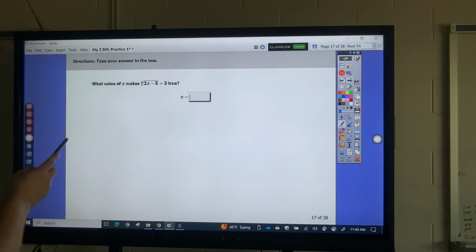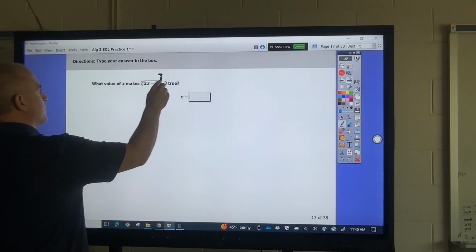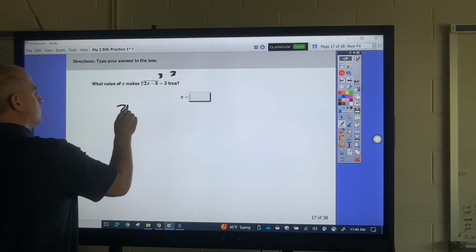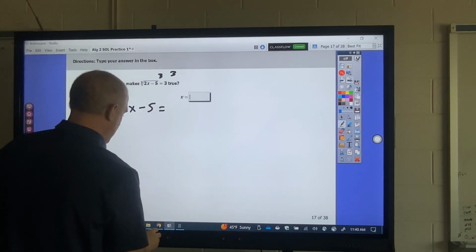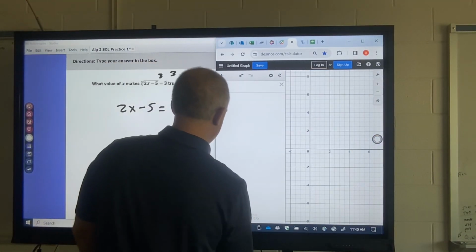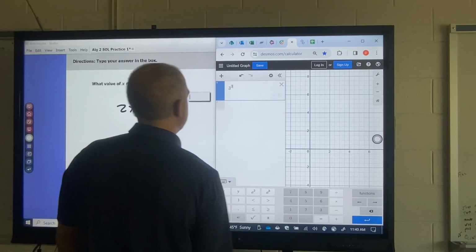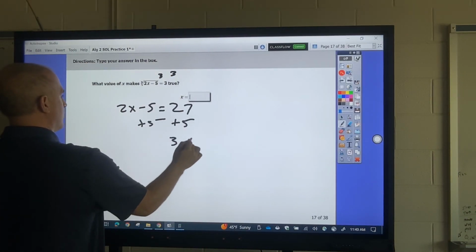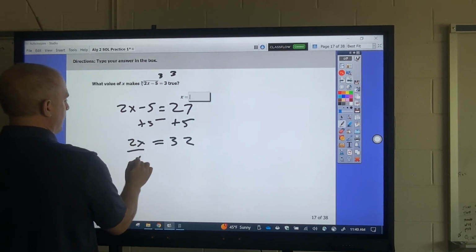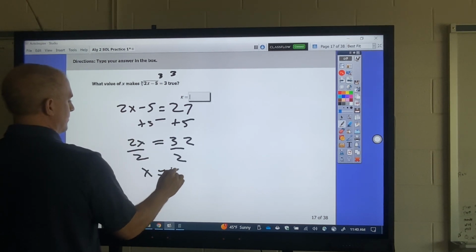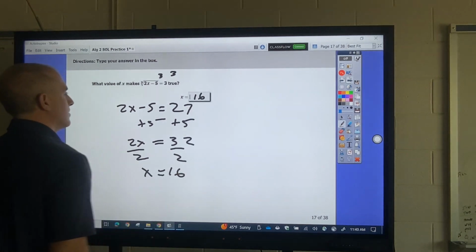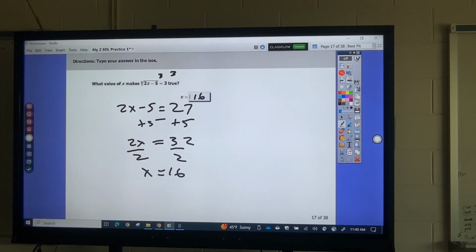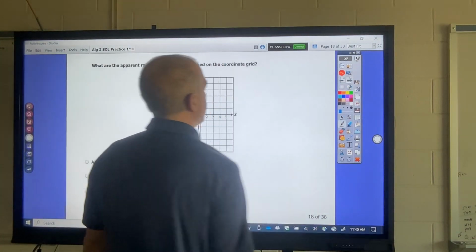All right. What would make this true? So what I'd have to do is cube both sides. So it's 2x minus 5 equals 3 cubed. 3 to the third would be 27. Add 5. That's 32 equals 2x. Divide by 2. X equals 16. That's the answer for that. You would just type that number in.